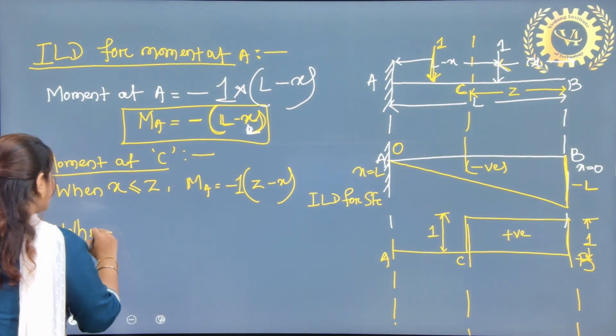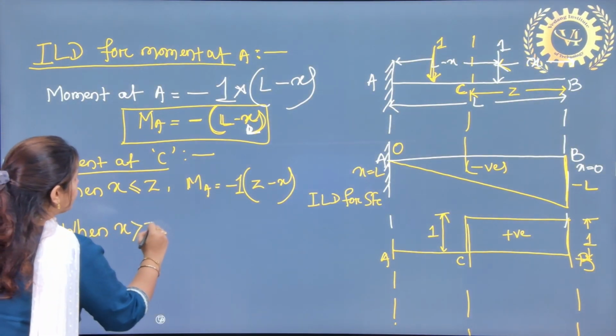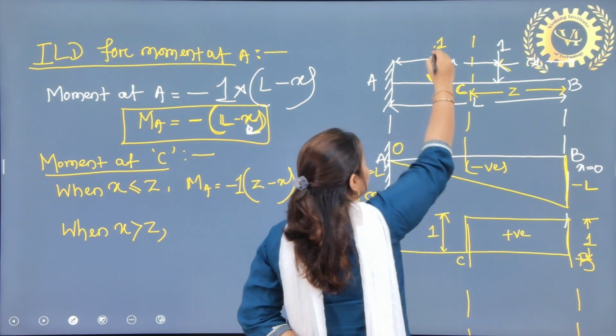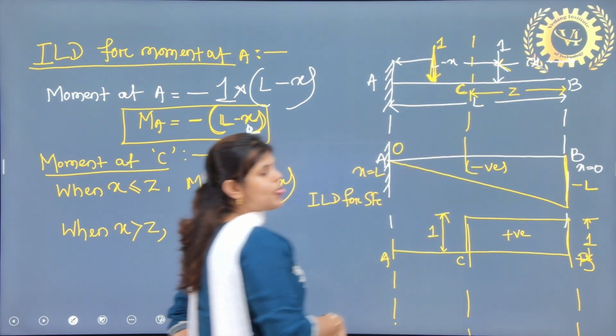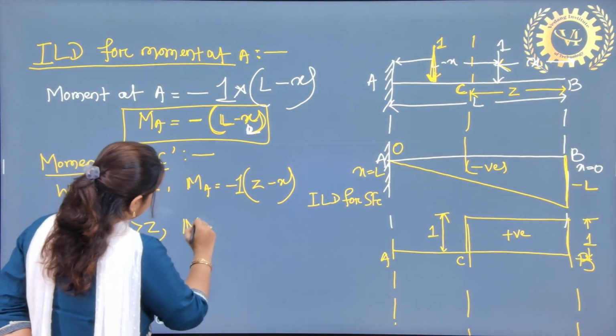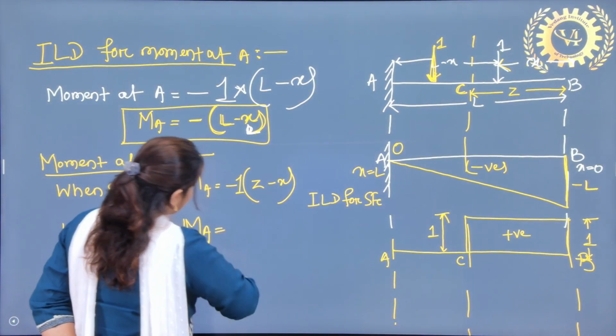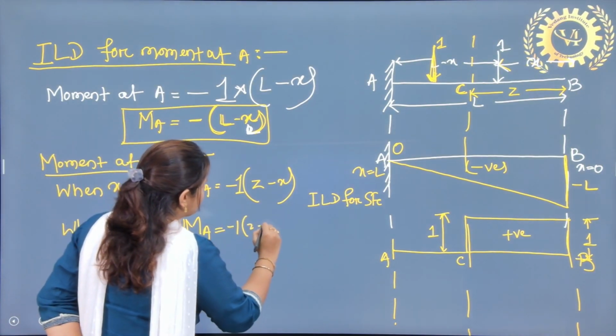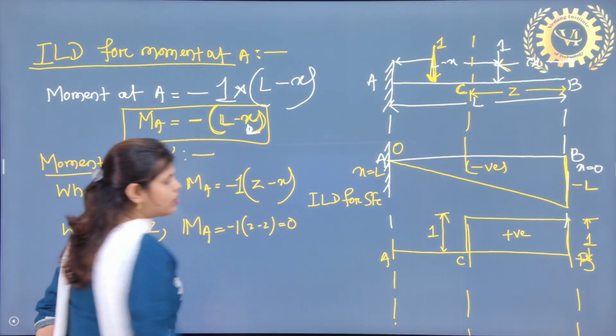Now when x is greater than z, if the force is acting or moving from this point to this point, that moment will become minus z minus z, so that will also be 0.